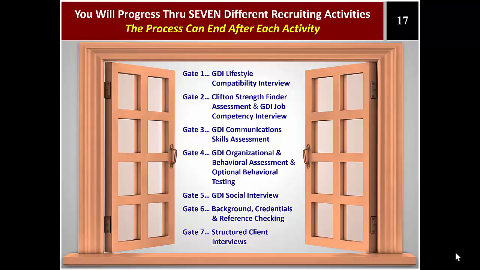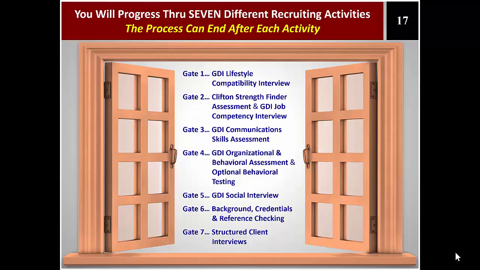Through this whole process, you progress through 7 different recruiting activities that you actively participate in. The first is that GDI lifestyle. Let's think about that as a gate. Think of this as the new product introduction phased gate process. It's the same sort of logic. So gate 1 is you have to pass through that lifestyle compatibility interview.